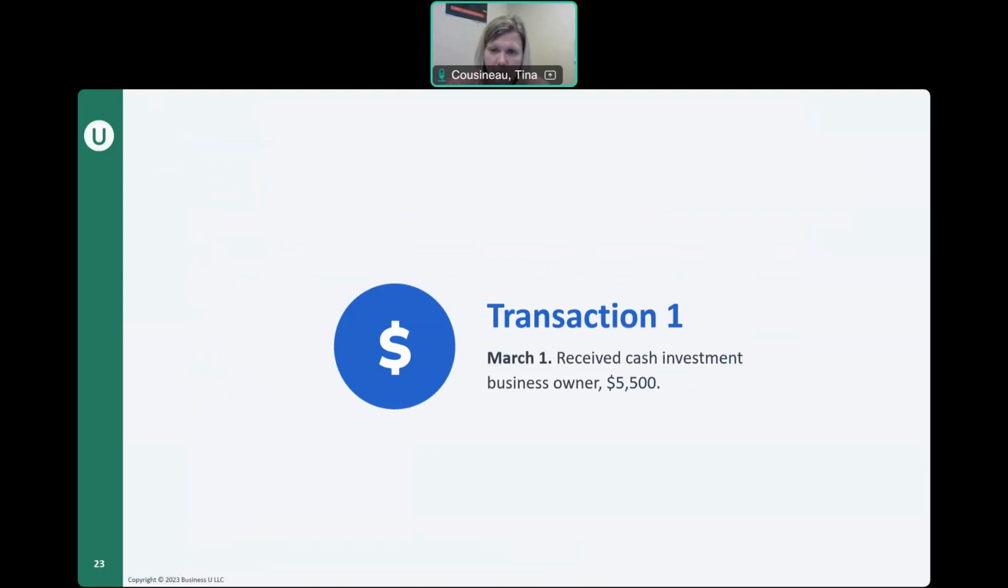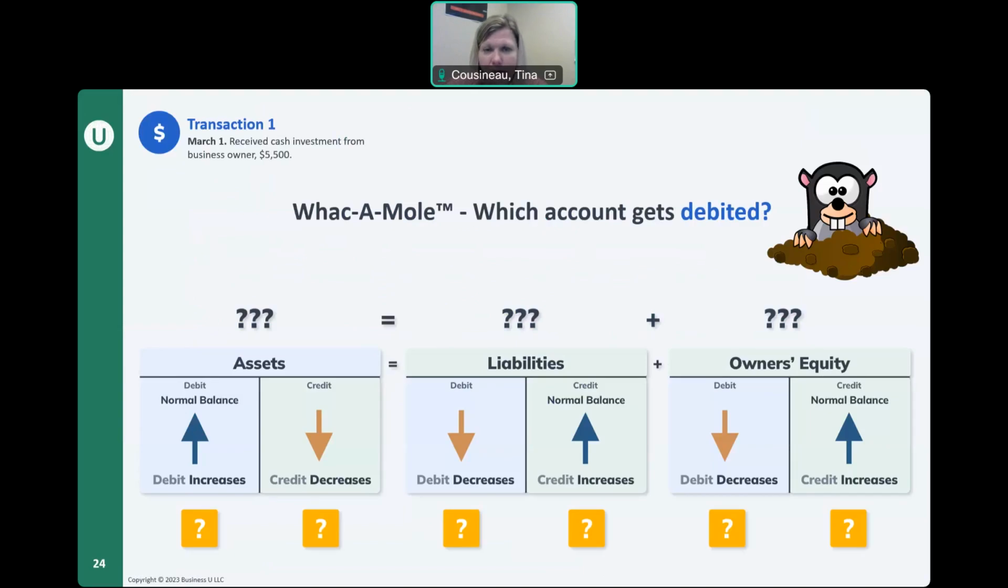All right, transaction one. Let's talk about whack-a-mole. Have you ever played whack-a-mole at an arcade? Maybe I'm dating myself a little bit, but I think they still have it at Chuck E. Cheese. The whack-a-mole is when you had that big foam mallet, and as soon as you hit one mole, another one pops up and you have to hit another one, right?